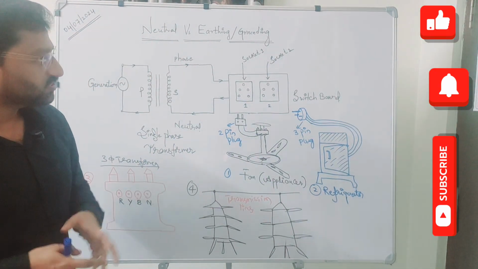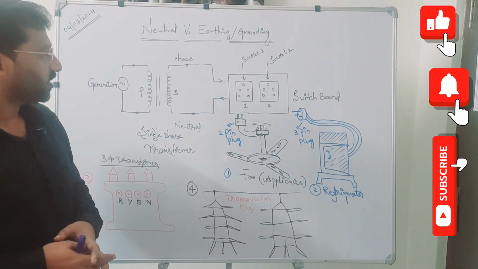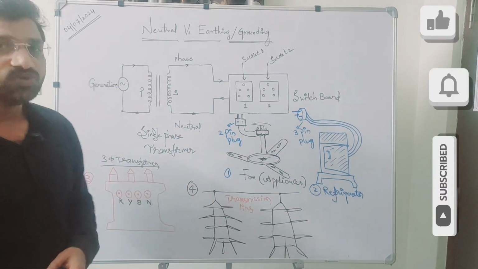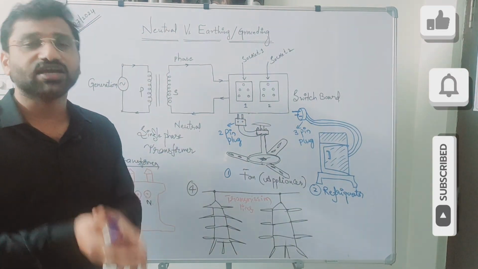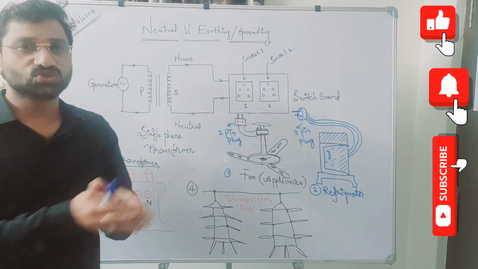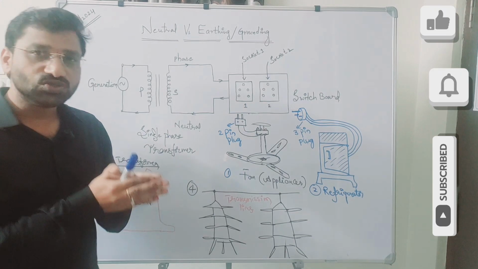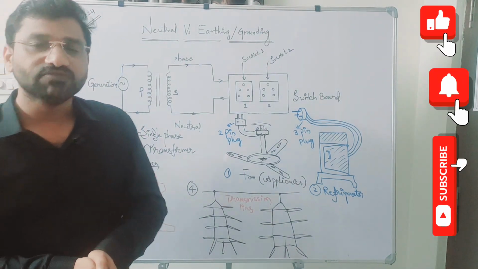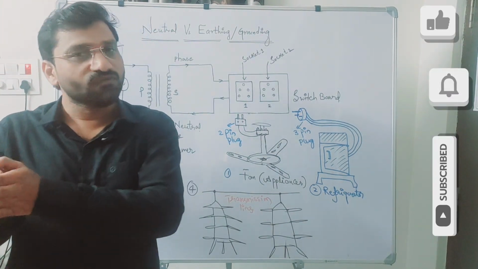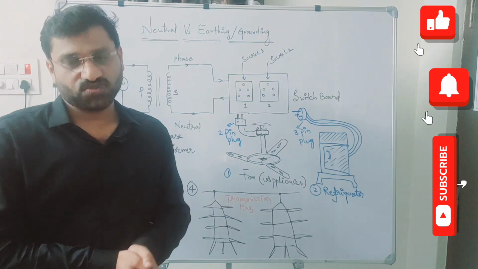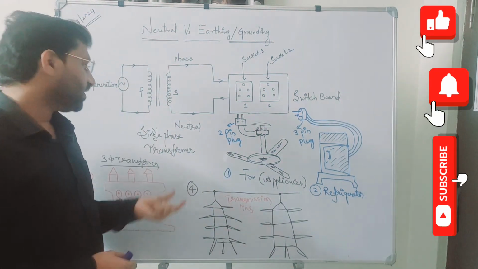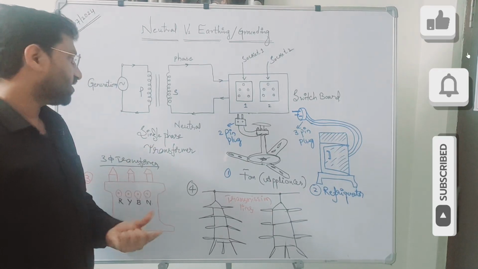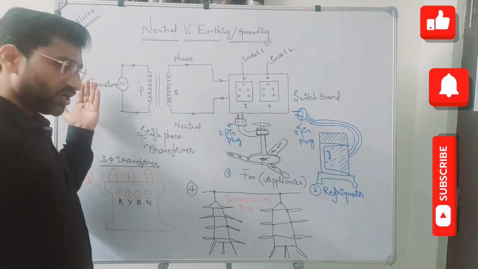Now, it's a very general sense and everybody knows very well, what is a neutral? Neutral is a return path for the current to flow from load to source. For example, if you observe this one, it is a single phase transformer and it is a generation point.